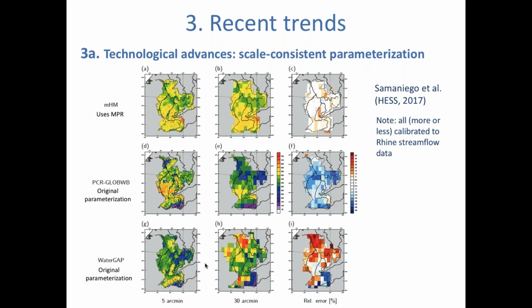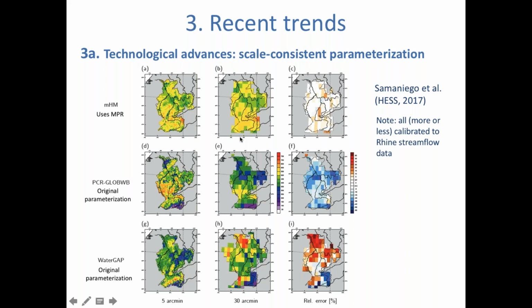Another interesting trend I would like to point out that is quite recent is parameterization, and what is called seamless parameterization between scales. This is a nice experiment that we did in the context of the hyper-resolution modeling group, where we modeled the Rhine catchment with 3 different models, showing all these models at a half degree, which is in the middle, and a 5 arc minute version, which is on the left.